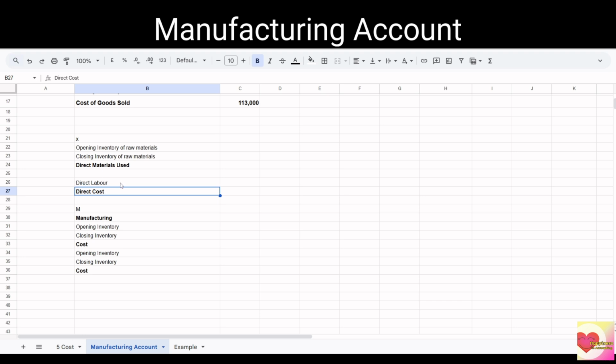The next stage has cost in it as well, so it is manufacturing cost. This is the only item that we need to get the manufacturing cost, which of course stands for manufacturing as well. And no opening and closing inventory in this stage, so this is manufacturing overheads. Then we can just delete the spaces that we don't need.